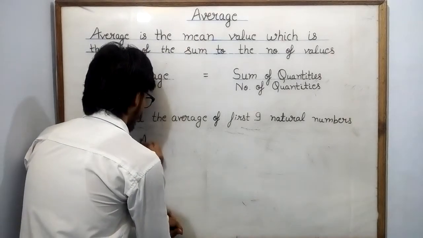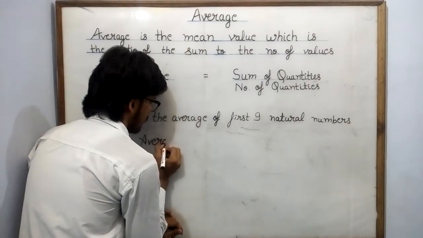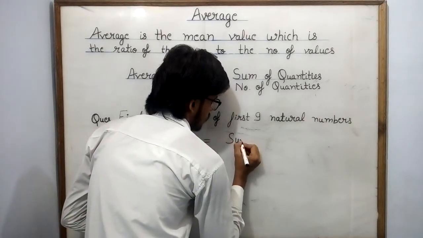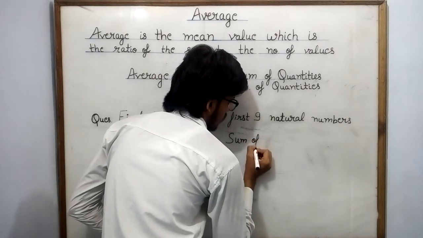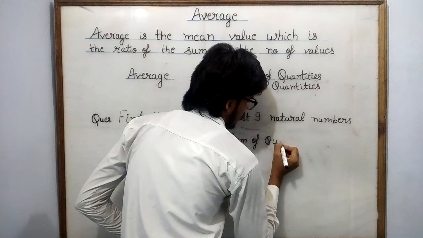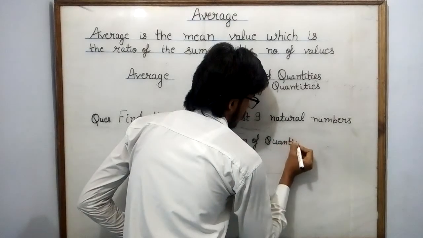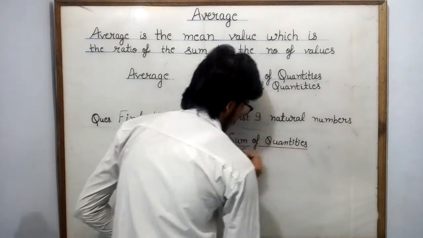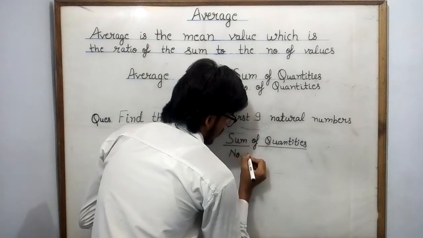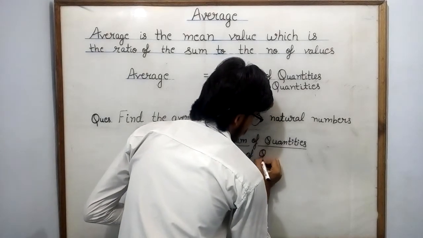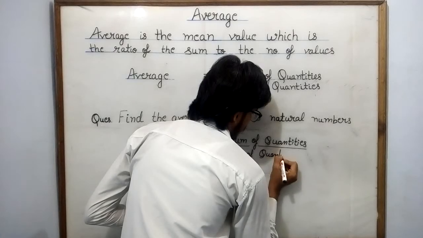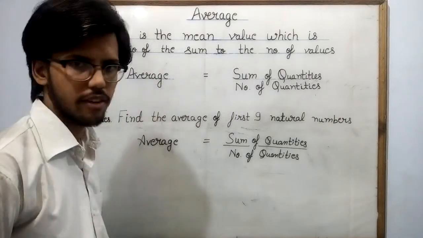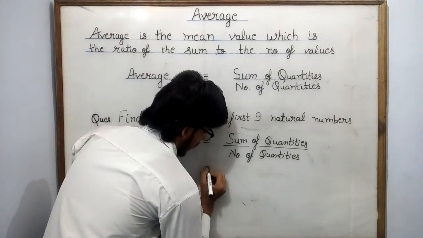Okay, so average is equals to sum of quantities to number of quantities. This is the formula for the basic average. Everybody knows that. So now we will add the first 9 natural numbers.